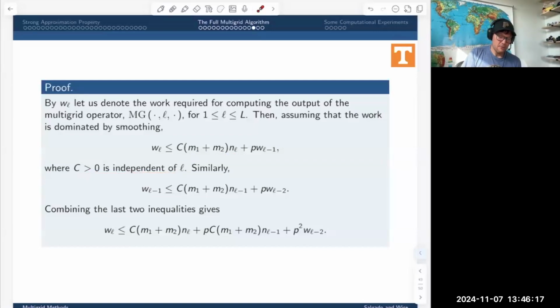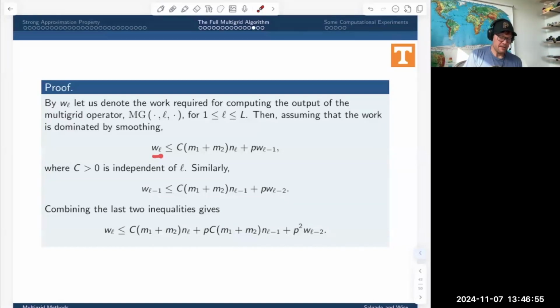Now, similarly, at the next lower level, we have the same kind of cost structure, right? Asymptotically speaking, it's C times M1, that's pre-smoothing, M2 post-smoothing, times the total number of degrees of freedom on level L minus 1, and then the cost of doing the coarse grid correction at that level. Now, of course, at the lowest level, that's L equals little l 0. Whenever this difference becomes 0, then we can just estimate that cost as being some fixed number. So we're going to combine these last two estimates together.